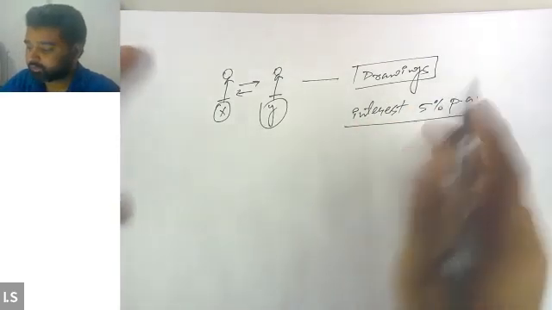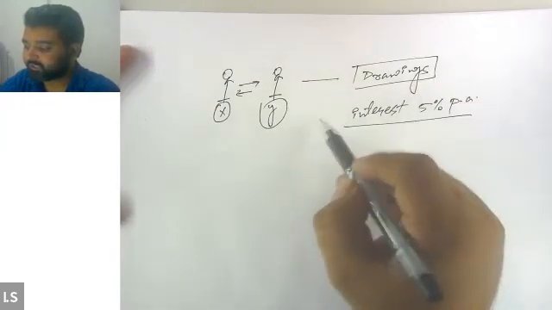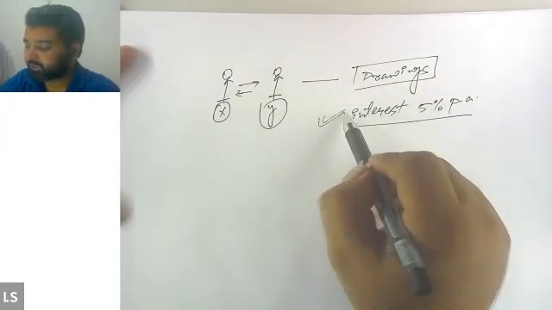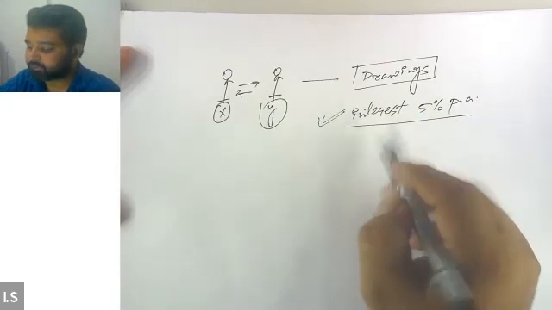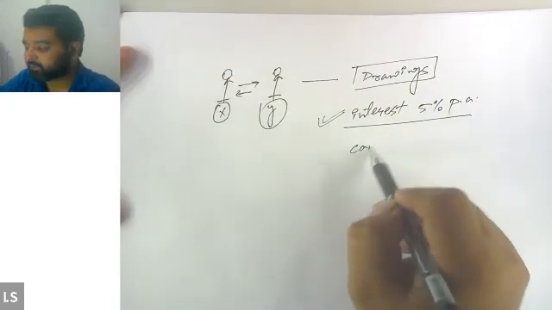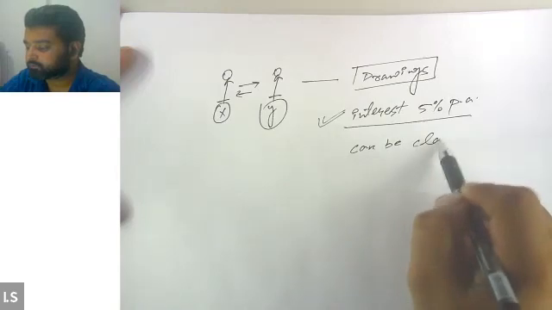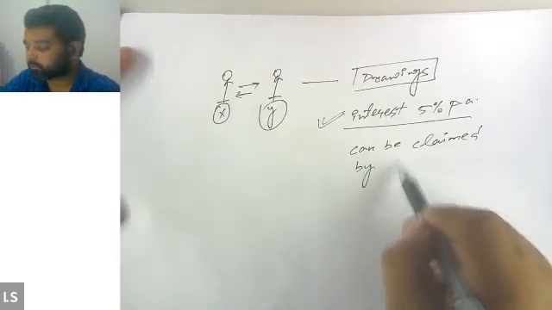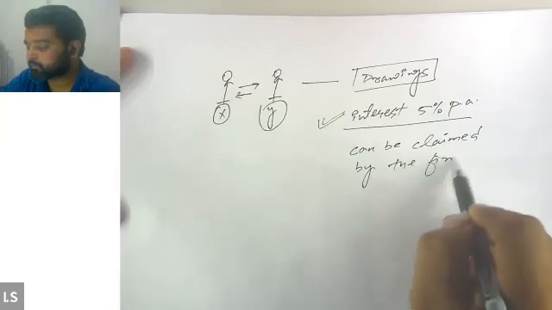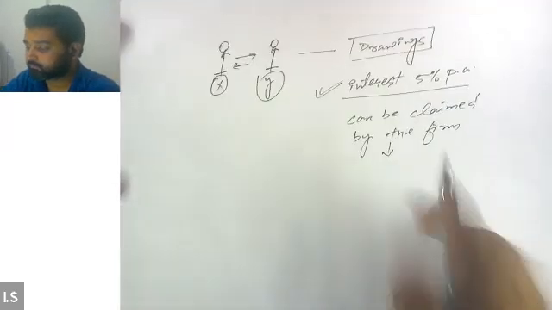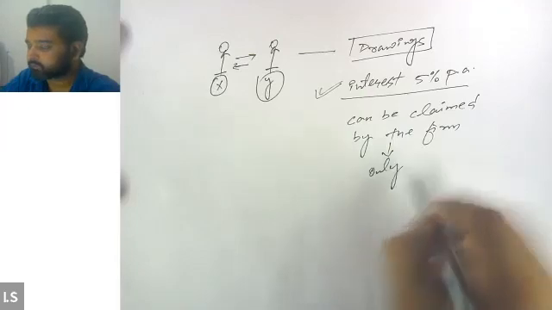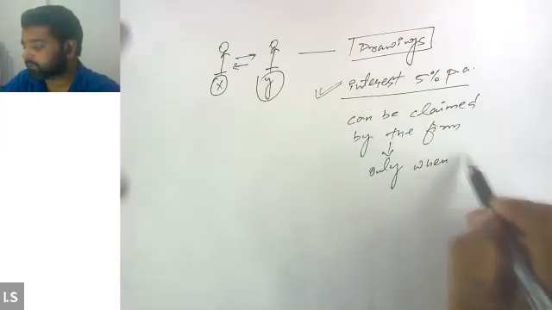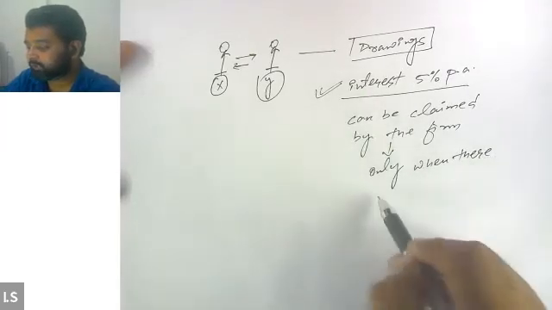But unless or until there is an agreement regarding payment of interest, interest cannot be claimed. That means interest can be claimed by the firm only when there is an agreement among the parties.